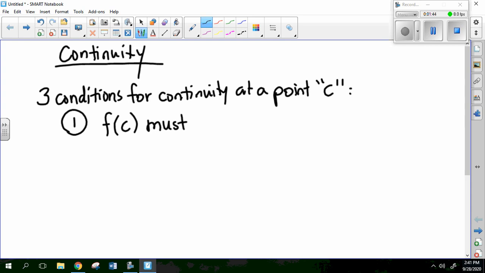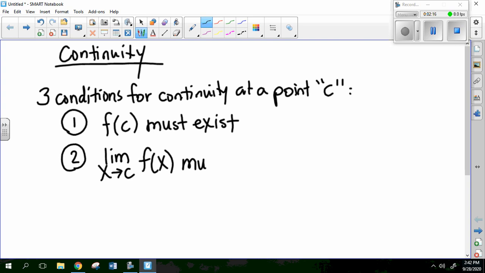Remember, f of C means the y value: there's a y value on the graph for every x value that you plug in. So the point at C must have a y value to go with it. It can't be a hole; it has to be a closed point. The second thing is that the limit as x approaches C of f of x must exist. So the point has to exist and the limit has to exist.